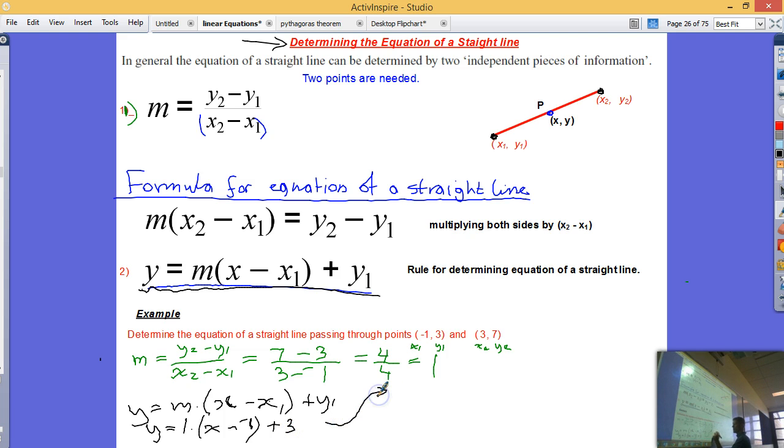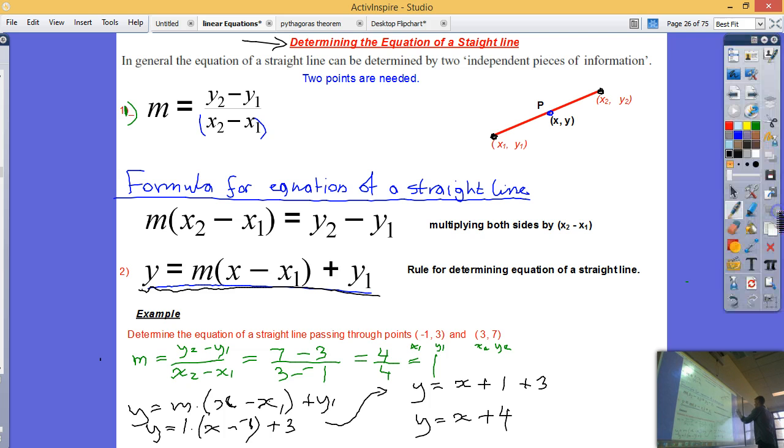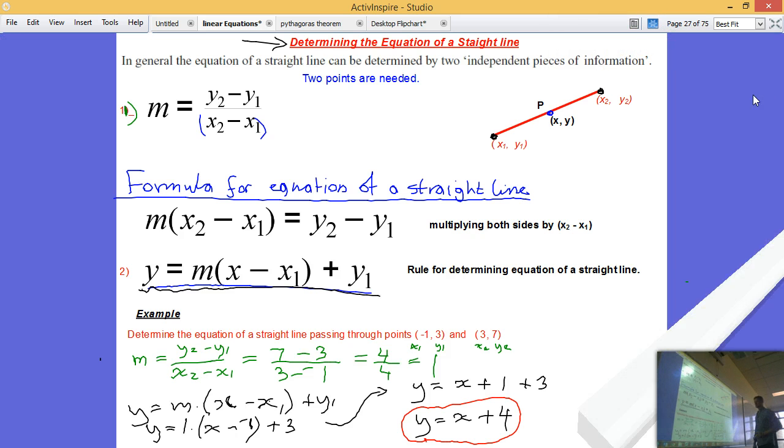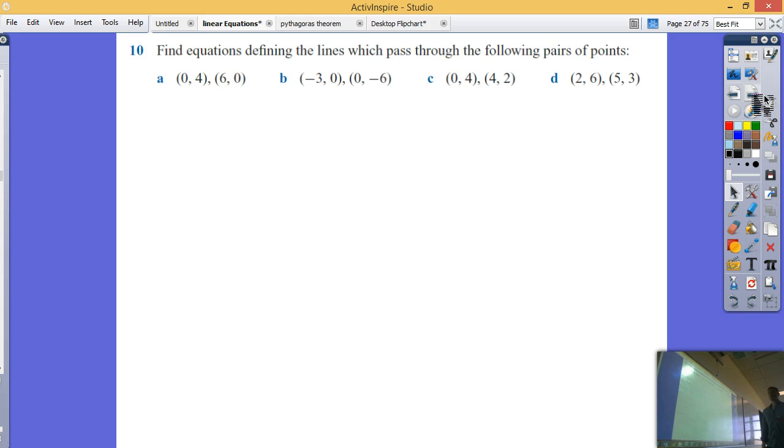So then y becomes x plus 1, and then I expand 1 into the brackets and it's still just that, and then plus 3. And finally, simply I get y is equal to x plus 4 by adding the 1 and the 3 together. And there's the gradient form, y equals mx plus c, and the equation of the straight line. Does that make sense? Okay, your turn. I'd like you to pause the video and see if you can do the same, using that same formula for these examples here.